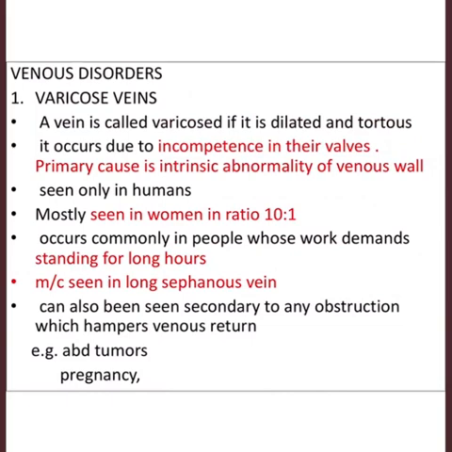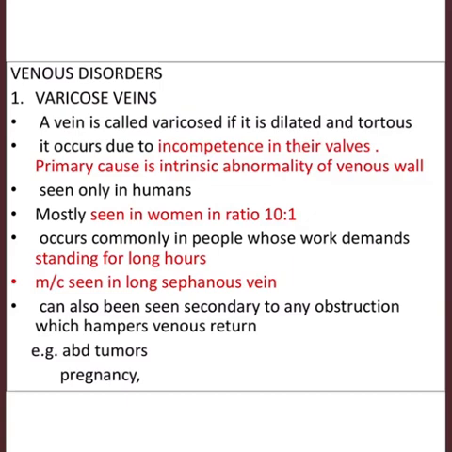Now venous disorders like varicose veins. A vein is called varicosed if it is dilated or tortuous. It occurs due to incompetence of the wall. The primary cause is an intrinsic abnormality of the venous wall, seen only in humans, mostly in women. It occurs commonly in people whose work demands standing for long hours, because veins have to take the blood against gravity from the foot to the heart, and they have multiple valves to decrease the gravitational force on the blood column.